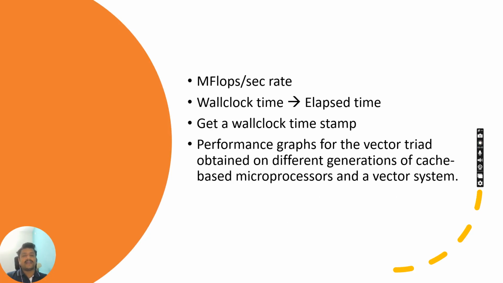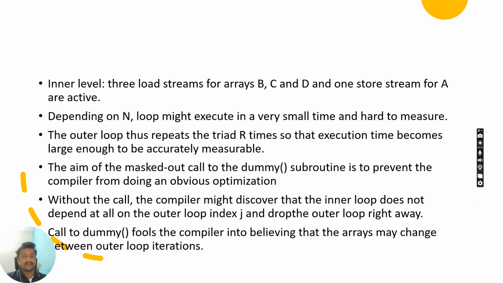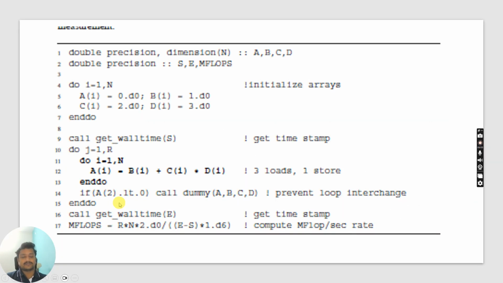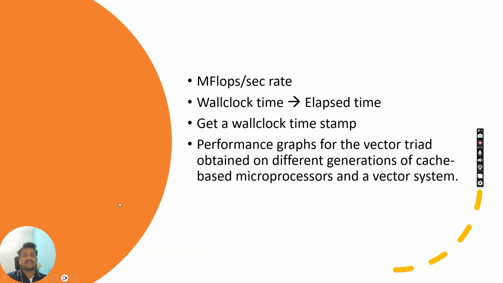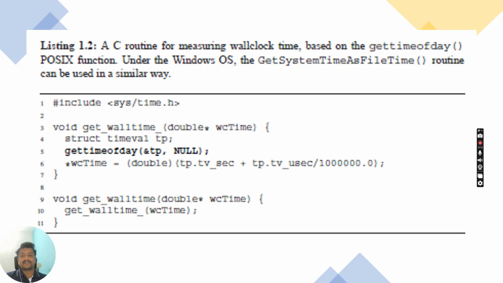Now we will be having the MFLOPS that is calculated in that particular previous code, and also we have a clock time which is nothing but the elapsed time, and we can have a get function which is assigned to determine the wall clock timestamp. And also we have a performance graph for this particular vector trial which is obtained for the different generations of cache based microprocessor and the vector system.